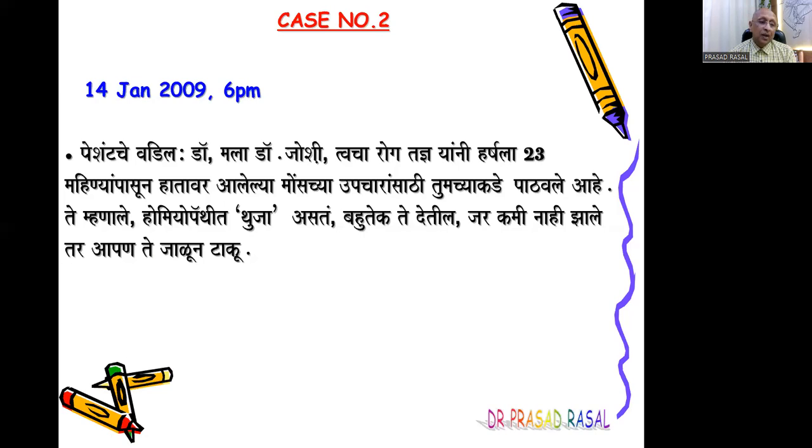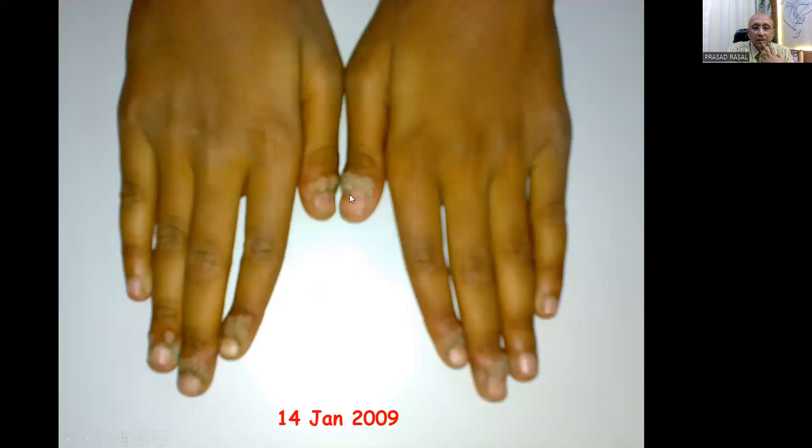He said to take homeopathic treatment. Most probably they will give thuja. If it never disappears, then we'll kill that. So the skin specialist's rubric was kill, desire to. But with this reference, this patient came to me, and these were the warts over there. Have you seen, every finger around the nails? There were big warts. This is on 14 January 2009.